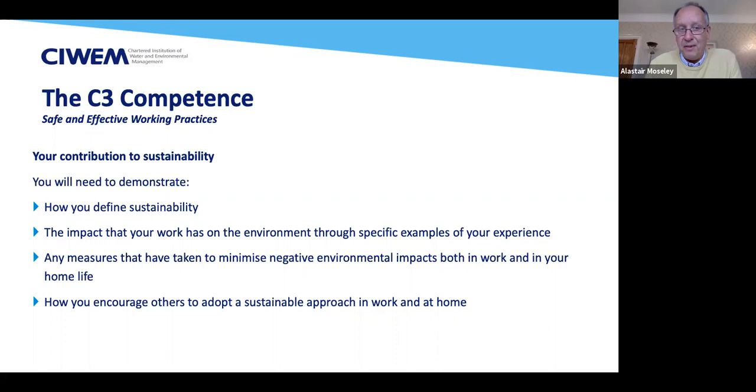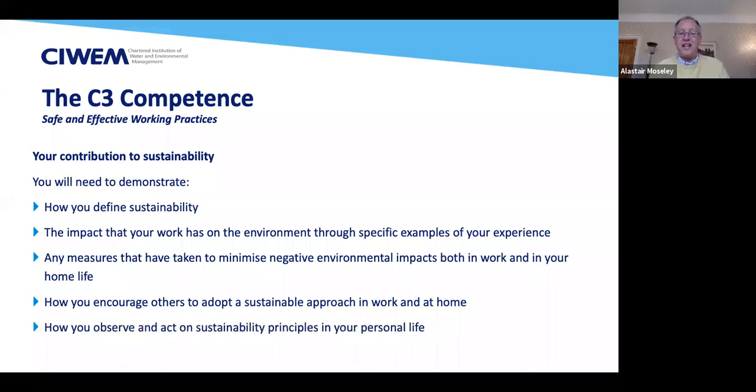And it's really important if you're interested in chartered environmentalist, because the chartered environmentalist competencies are drilling even deeper into the meaning and application of sustainability. And finally, for this competence, how do you observe and act on sustainability principles in your personal life? So this is the time to talk about the fact you've got the electric car or the hydrogen car and how well you recycle and the fact you cycle to work and all that sort of stuff. So what I would recommend though is don't lead with this final one. Have this as the conclusion to your competence. Always start with the things that you're applying in your work life, because that's really what we're testing you as. We're testing you as a professional.